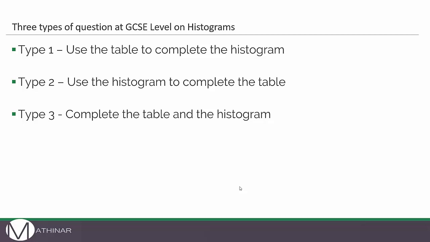Type 1 is where you've been given a table and you've been asked to complete a histogram. Type 2 is the reverse of that. You're given a histogram and you're asked to complete a table and then maybe work out some answers using that information in the table. Type 3, the rarest of the three types, is where you've got an incomplete table and an incomplete histogram, and you need to complete both. I think type 1 is probably the most common type you will see, then type 2, and then type 3 is the rarest that you will see at GCSE level.